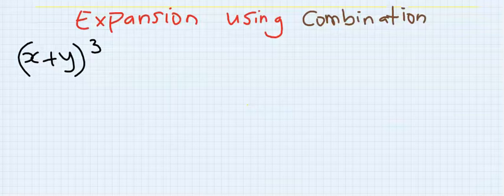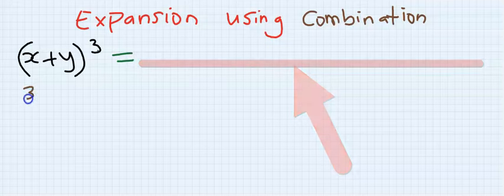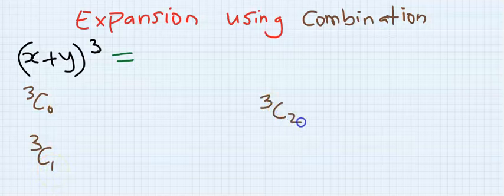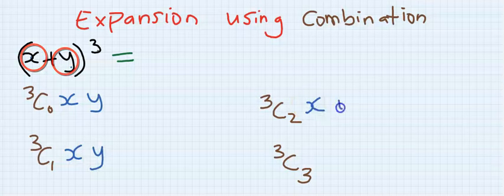Given the question on the screen, we are going to leave our answer here. So I'm going to have 3 combination 0, 3 combination 1, 3 combination 2, and 3 combination 3. Next step, any value on this x, I will write it here, x is there. Then this, I will write it y. So on each, I'm going to write x, y.